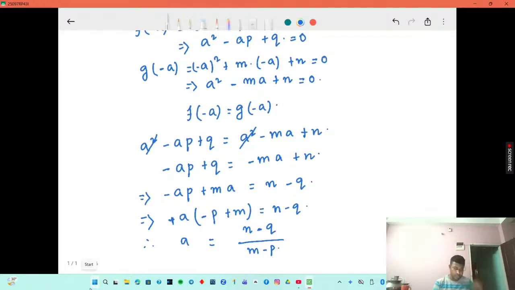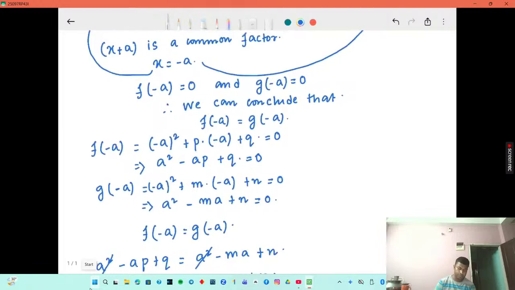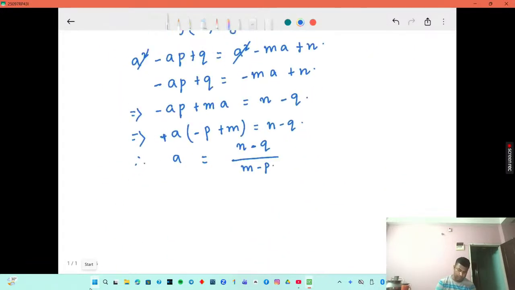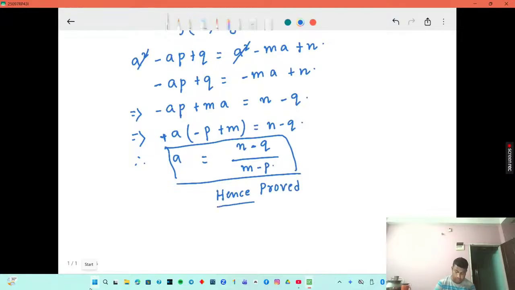Is it clear to you? So here, what we have to prove: we can see that we have to prove a is equal to (n minus q) divided by (m minus p). So hence proved. Hence proved. Is it clear to you? If you have any doubt, then you can definitely ask me in the chat box. I will definitely help you solve your doubt.